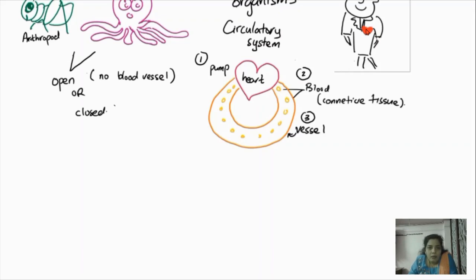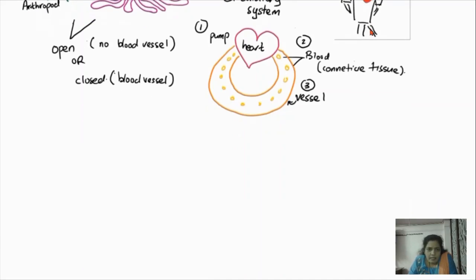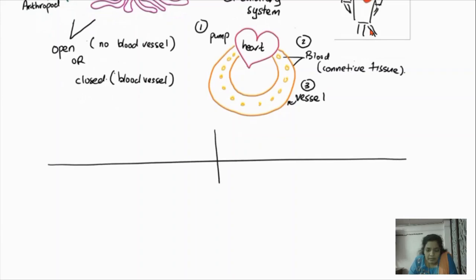Next, we have to see the differences between the open type of circulatory system and the closed type of circulatory system. This topic of differences is not given in your textbook, but we have to learn this also. If you need, you can take a screenshot and learn these differences between the open type and the closed type of circulatory system.